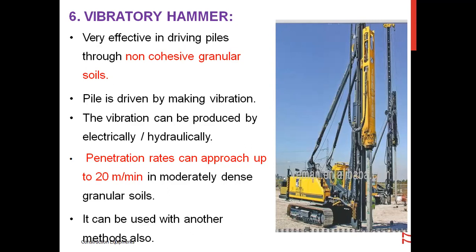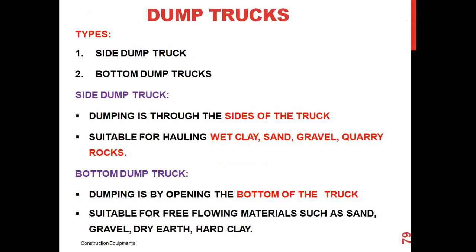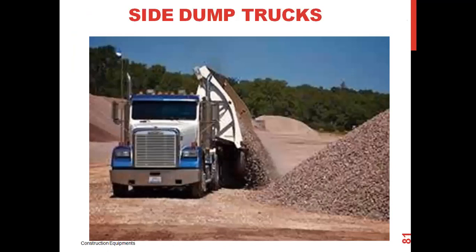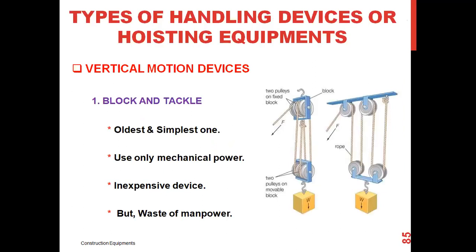It can be used with another method. We have also seen the hauling equipment in the previous lectures: the drum trucks, side dump trucks and bottom dump trucks. These are the equipment used for handling of materials and erection of structures. Next, the vertical motion devices, the handling devices for hoisting equipment, which we have seen in previous lectures.